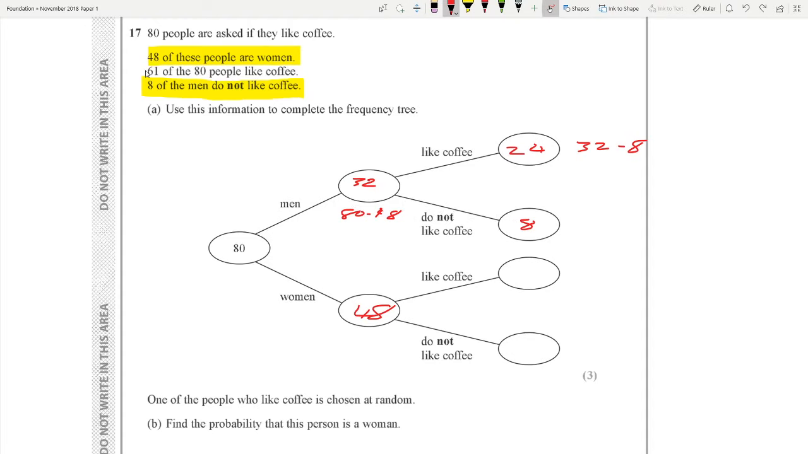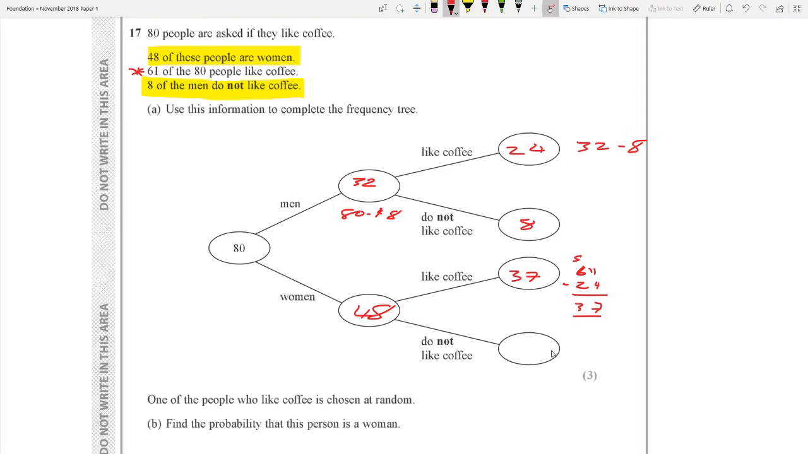What we're told here is 61 of the 80 people like coffee. If we knew already that out of those 61, 24 were male, then how many women would also like coffee? Well, we just need to do 61 take away 24, because we know that 61 of the 80 people liked coffee and 24 were men. Borrow from the 6, that is 5, gives the 1 here 11, 11 take away 4 is 7, 5 take away 2 is 3, so that's 37 here.